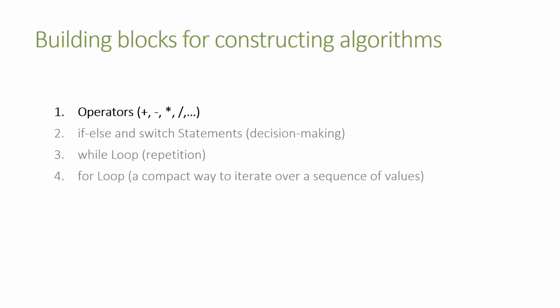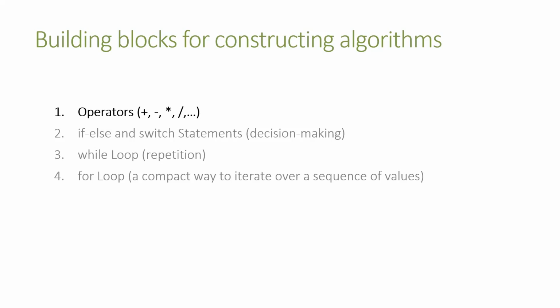3. While loop. Loops are the secret sauce for repetition in programming, and the while loop is a powerful tool for this purpose. It allows us to execute a block of code repeatedly as long as a certain condition is true. Understanding how to construct and use while loops is key to creating dynamic and efficient programs.